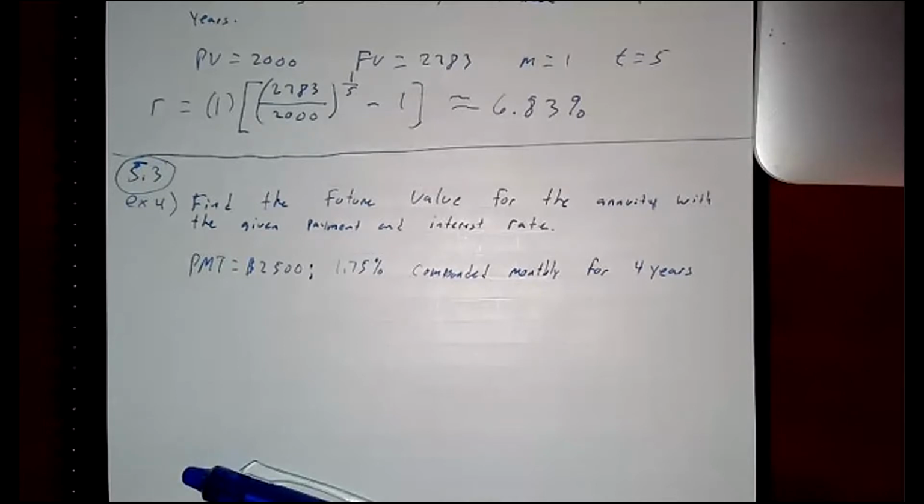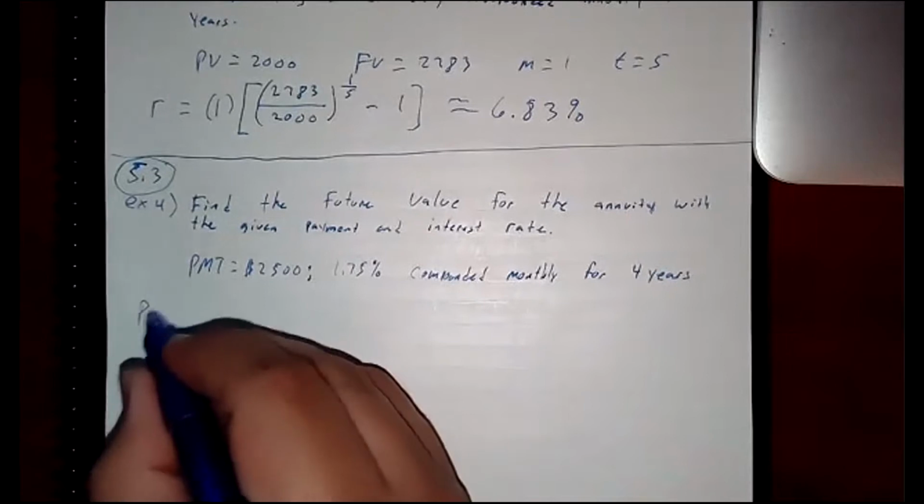So this question is 5.3. It's the first one, I think, similar to the first question. It says find the future value for the annuity with given payment and interest rate. They're giving you the payment, a rate compounded monthly, and 4 years. Some questions will outright give them to you like this, and some will be in a paragraph where you have to tease out these little pieces.